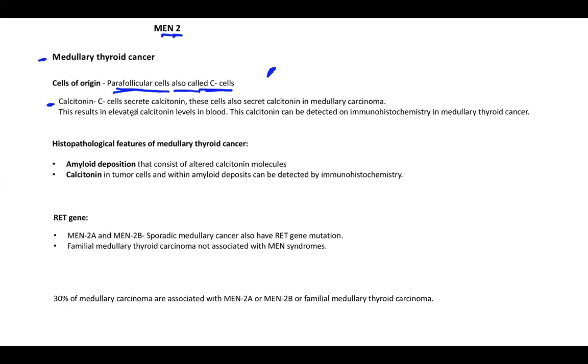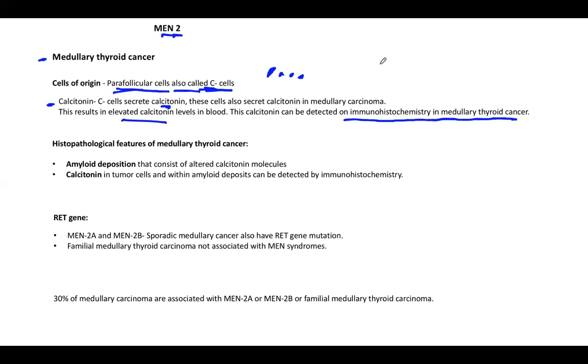So as this medullary cancer is cancer of C cells, when these cells are excessive in number, they result in excessive calcitonin. So we can measure that excessive calcitonin, and it works as a tumor marker for medullary thyroid carcinoma. Elevated calcitonin level, and also calcitonin can be detected in immunohistochemistry in medullary thyroid carcinoma.